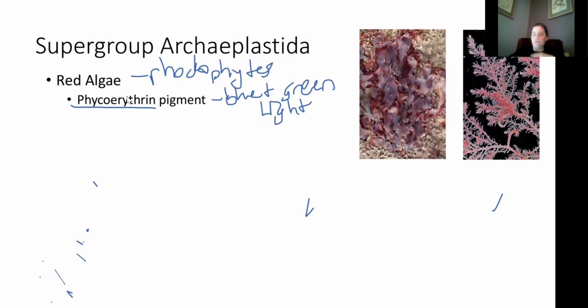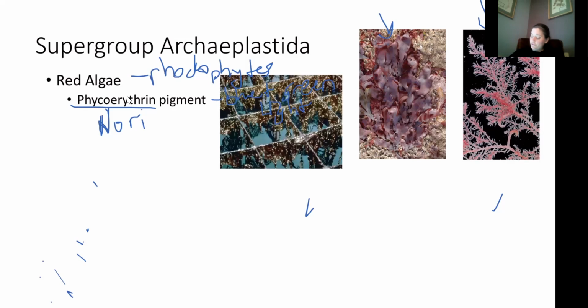grow at deeper depths. They grow mostly in tropical oceans because they like warmer temperatures. They're multicellular. They can be filamentous, like you see here. They can be leafy. Again, we kind of use the word seaweed when we talk about them. The famous one is nori, which is the seaweed that's used to wrap sushi. And this is showing you a picture of how it's grown on nets to be spread into sheets.